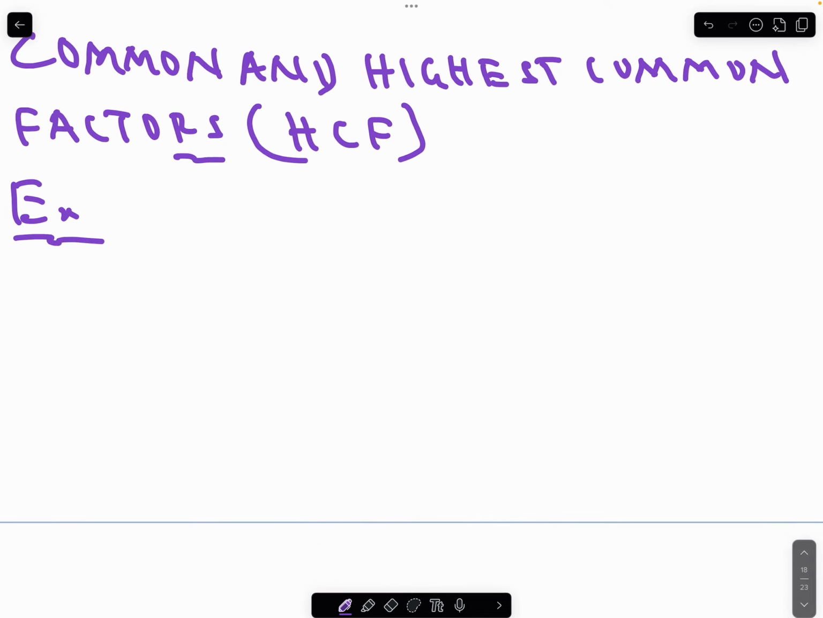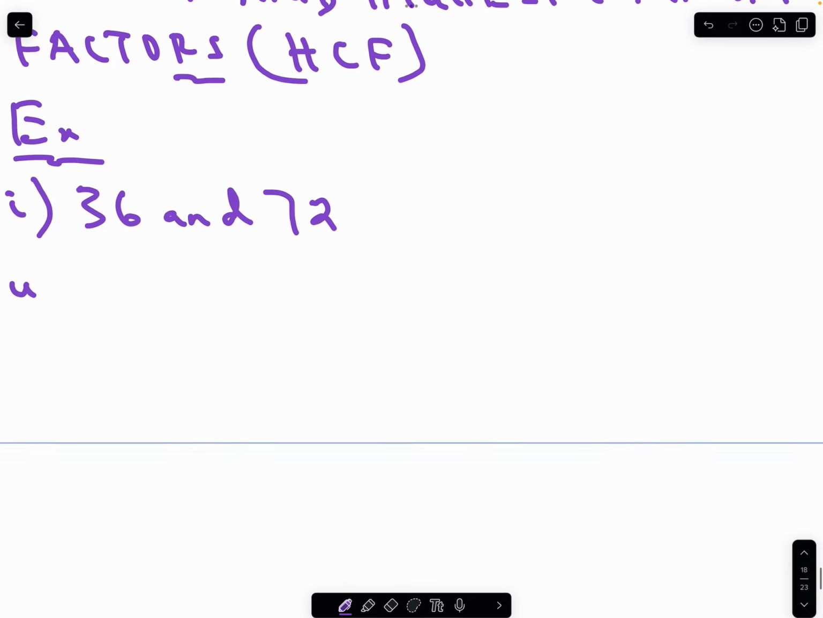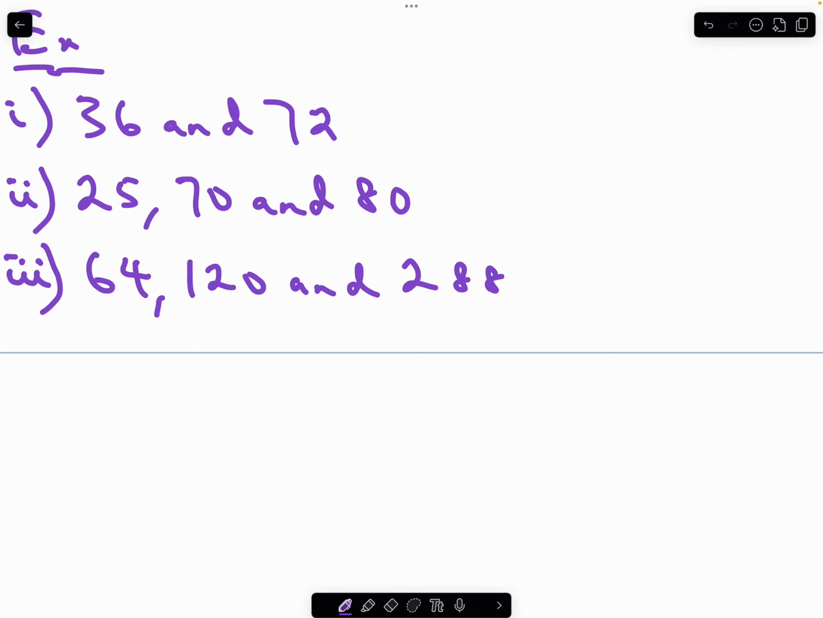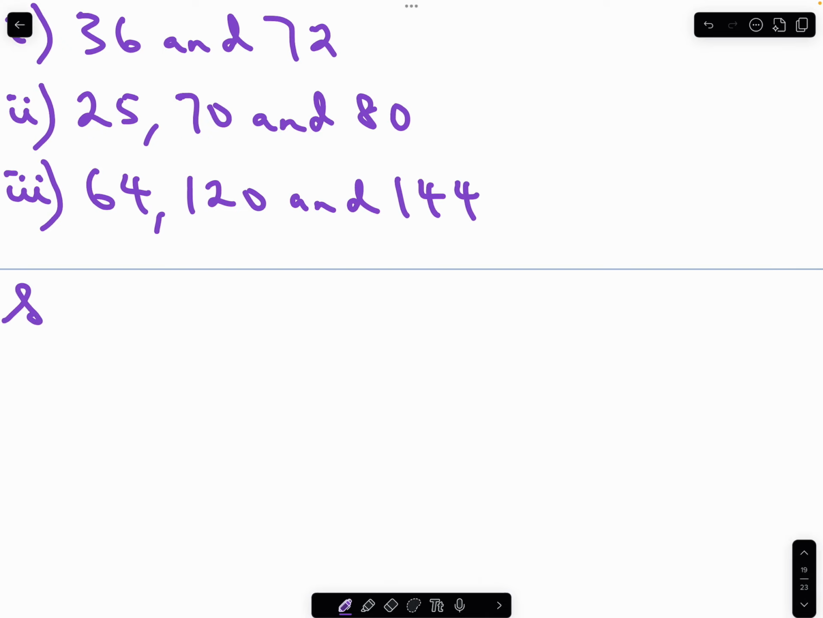Find the highest common factor of Roman figure 1, 36 and 72. Roman figure 2, 25, 70, and 80. Roman figure 3, 64, 120, and 144. So let's go to the solution.